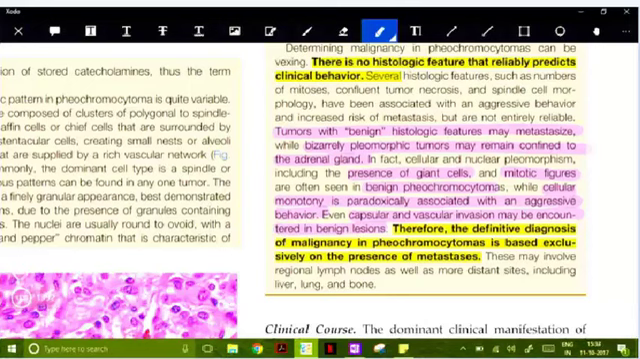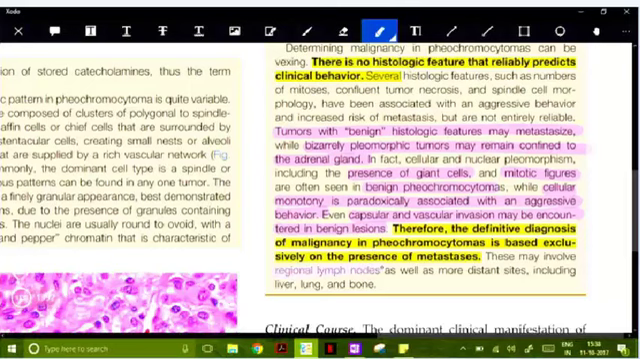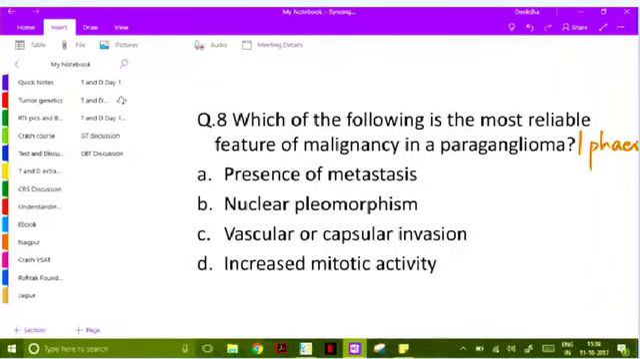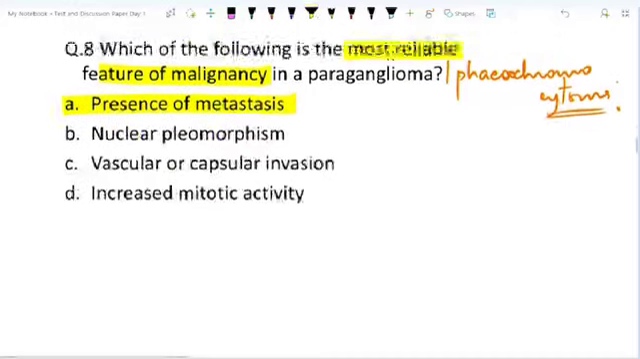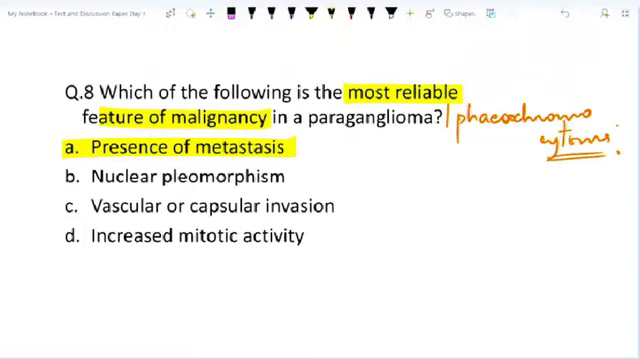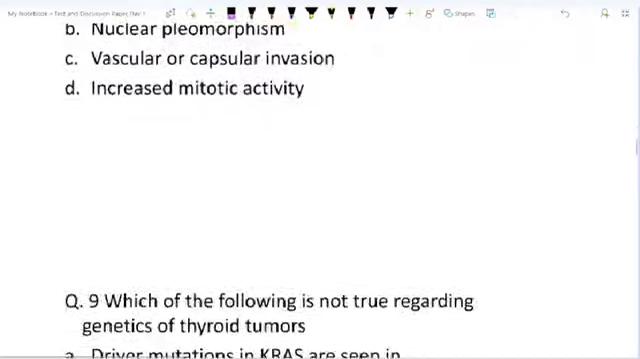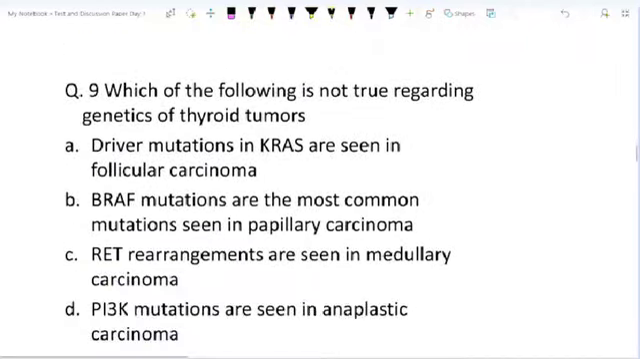So the moment it metastasizes, you know that it is malignant. And what are the common sites? Regional lymph nodes, as well as liver, lung and bone. So I hope this rests the case once and for all that the most reliable feature of malignancy has to be presence of metastasis, whether it's paraganglioma or pheochromocytoma. It sounds weird, I know, because vascular invasion sounds like it should be malignant, but the answer is presence of metastasis. One of my favorite questions.